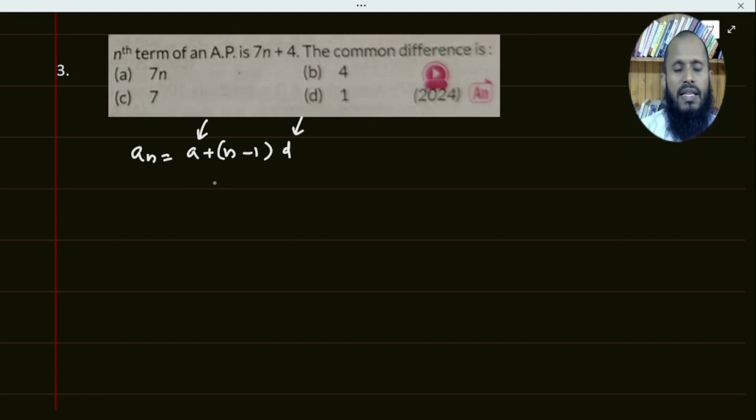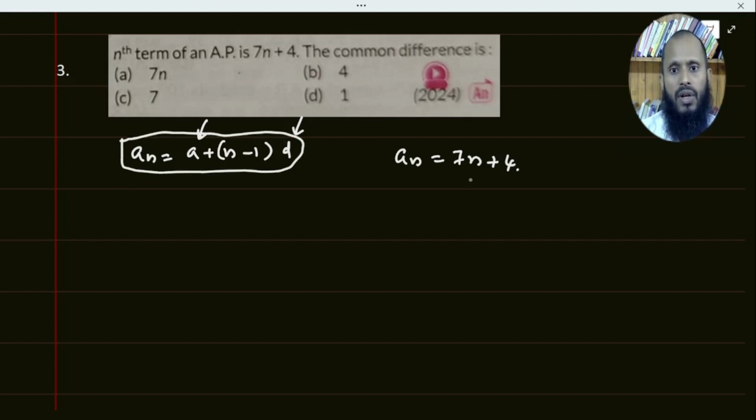Then what we will get is a linear expression in the variable n alone. That is how they got this expression a_n equal to 7n plus 4. What they have done is they have substituted the value of a and d in the general term of an AP formula. That is how they got this thing.